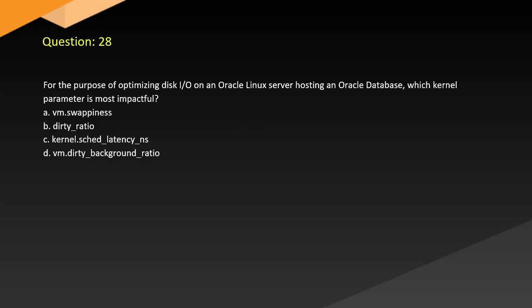Question 28. For the purpose of optimizing disk I/O on an Oracle Linux server hosting an Oracle database, which kernel parameter is most impactful? A. vm.swappiness. B. vm.dirty_ratio. C. kernel.sched_latency_ns. D. vm.dirty_background_ratio.